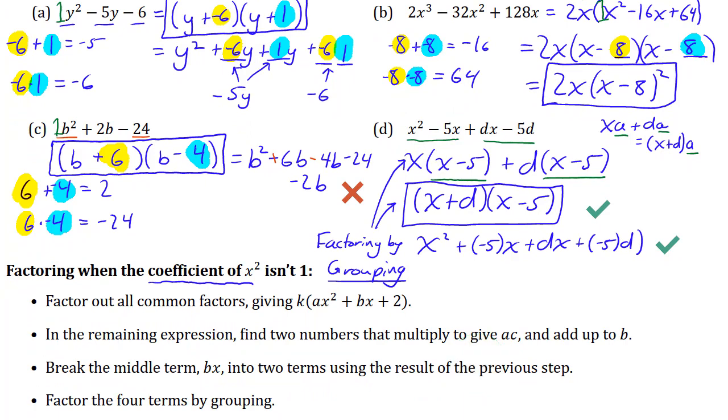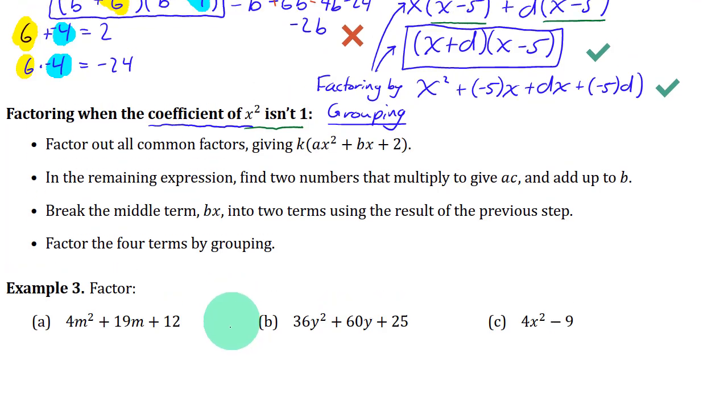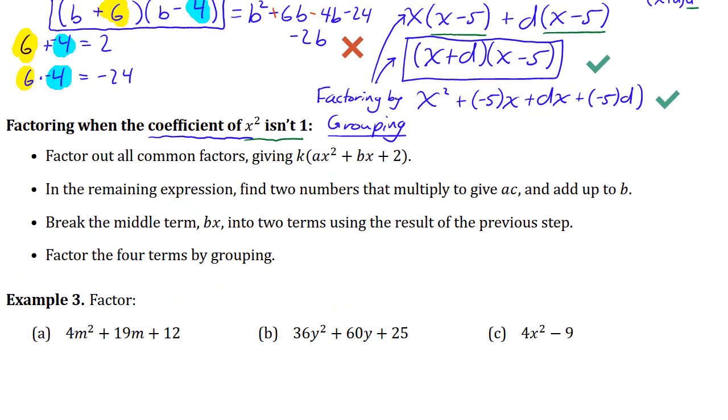But when that isn't 1, let's look at these examples here. Like example 3, you have a 4 times m squared. Here you have a 36y squared. Here you have a 4x squared. So what do you do? Do you freak out? Well, you can freak out if you want to. But there's a more complicated method that we're going to learn for how to deal with these situations.